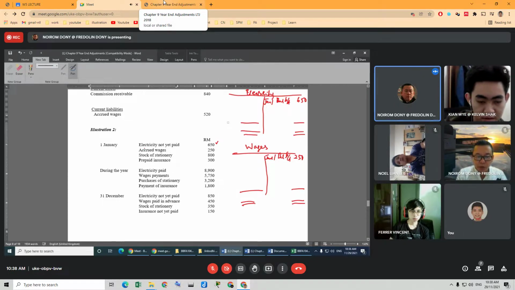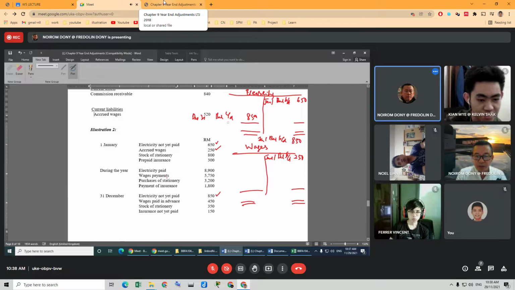And you see, we have 31st of December, still same wording, electricity not yet paid. So credit balance also. So credit balance meaning, okay, to be safe, you put balance BD on the credit side. And then CD must be the opposite. Okay, this one should be December 31st. This one, January the 1st. Then I put, okay, this one done already, 850. 850, 850.